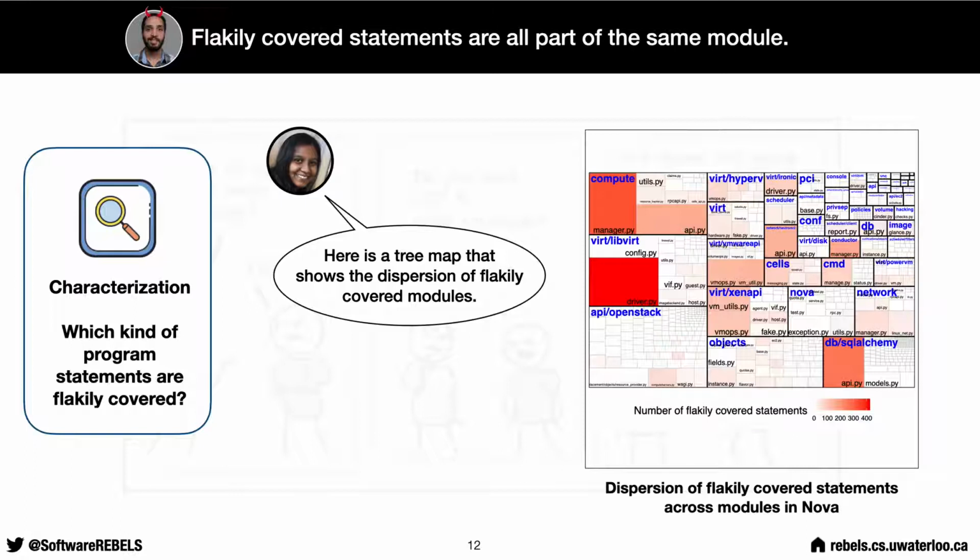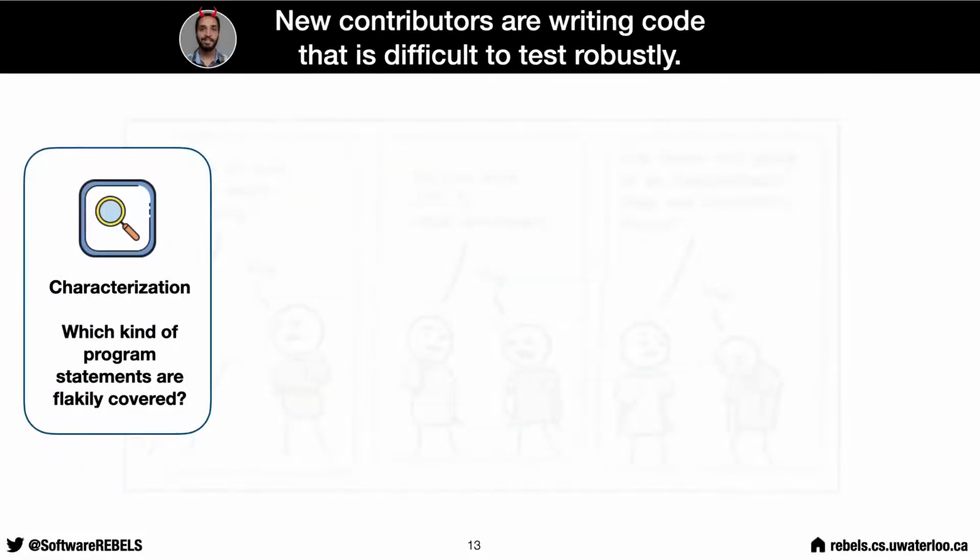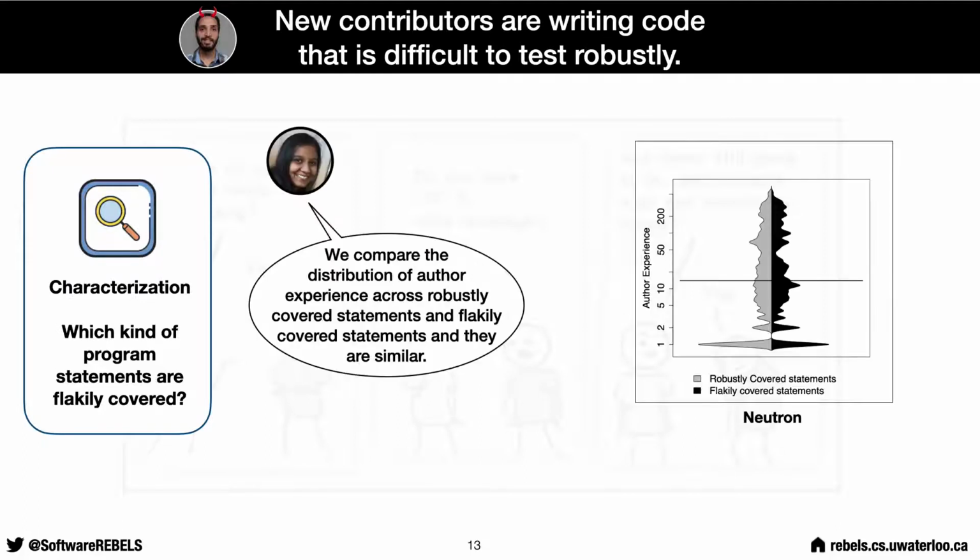To see if that is the case, we count the number of flakily covered statements from each module and construct a tree map. We see that there are some hotspots, but generally, flakily covered statements are dispersed across various modules of the project. Then we say maybe it's the new contributors who are writing code that is difficult to test robustly. So we study the distribution of experience across flakily covered statements and robustly covered statements and find that the distribution is similar and nothing really stands out.